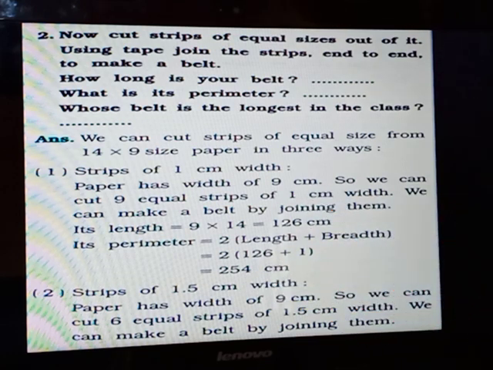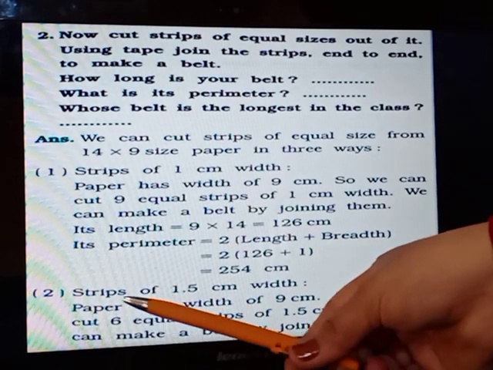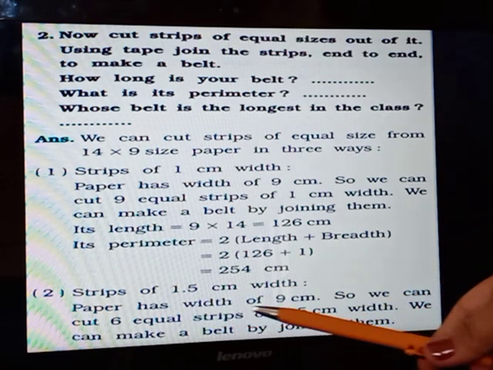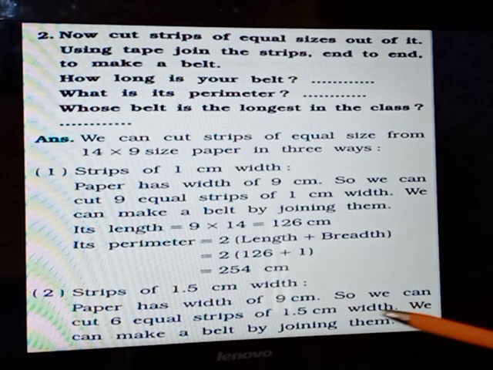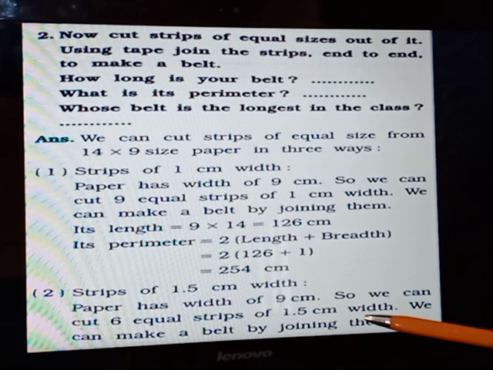Clear? Our second option is, instead of 1 centimeter, you are cutting the strip of 1.5 centimeter width. Paper has width 9 centimeters, so we can cut 6 equal strips of 1.5 centimeter width. We can make a belt by joining them.